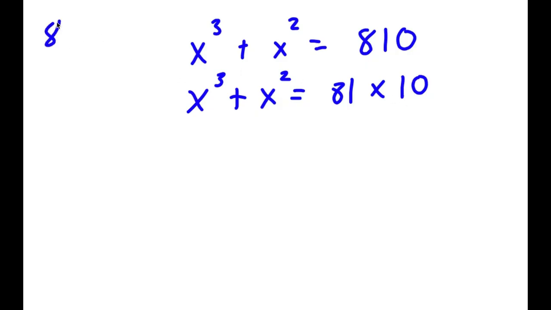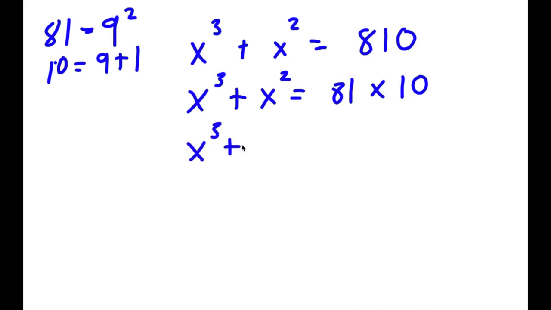Now 81 is equal to 9 to the power of 2, and 10 is equal to 9 plus 1. So now I'm going to replace 81 with 9 squared and 10 with 9 plus 1. So now I have x to the power of 3 plus x squared is equal to 9 squared times, parentheses, 9 plus 1.